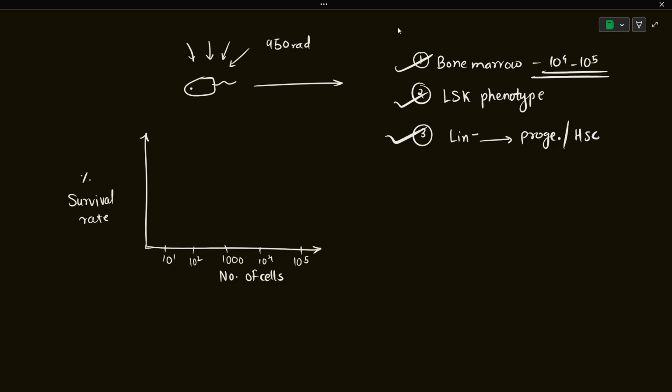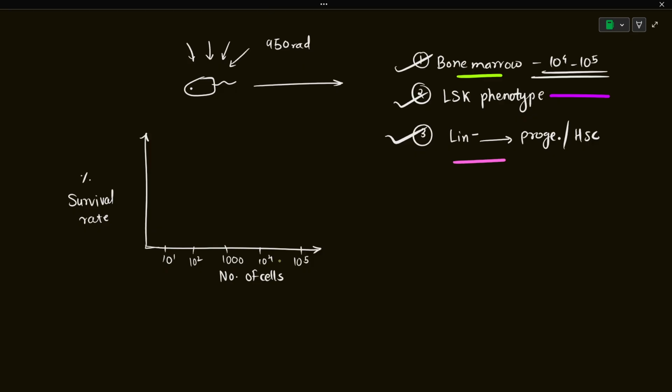I'm going to show the LSK phenotype with this color, the Lin negative cells with this color, and the bone marrow cells with this color. Let's say I'm introducing 10 bone marrow cells. The mouse did not survive. When I introduced 10 raised to 2, hundreds of bone marrow cells, again the mouse did not survive. In some cases it could, and in some cases it couldn't.